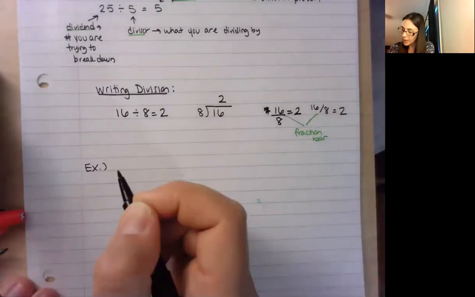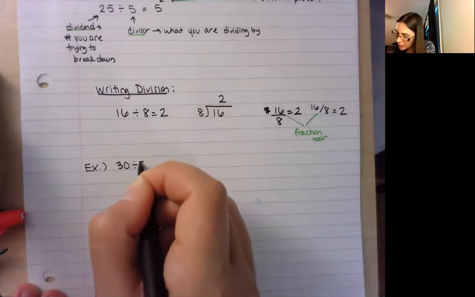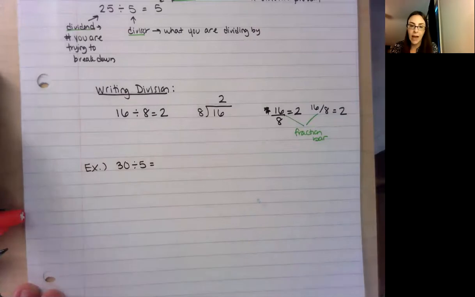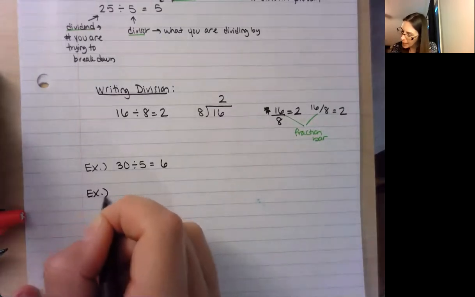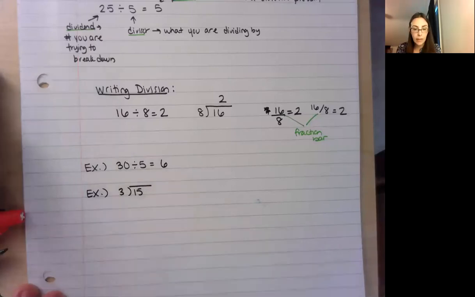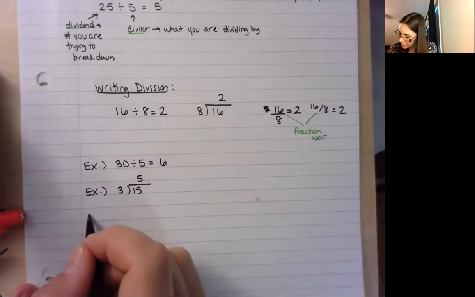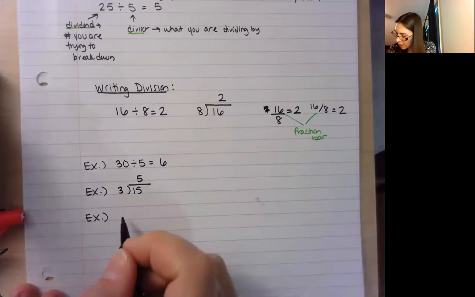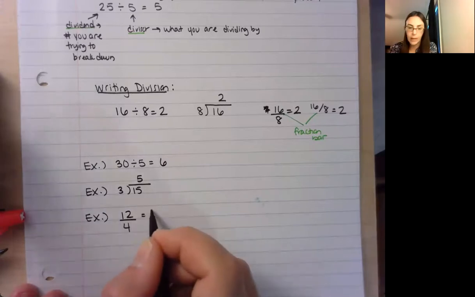All right, so just a couple quick examples. So for instance, 30 divided by 5. So we're saying how many times can 5 go into 30? And the answer here is 6. I could do 15 divided by 3. So how many times is 3 going into 15? It goes in 5 times. Or I could write 12 divided by 4, and 12 divided by 4 is 3.